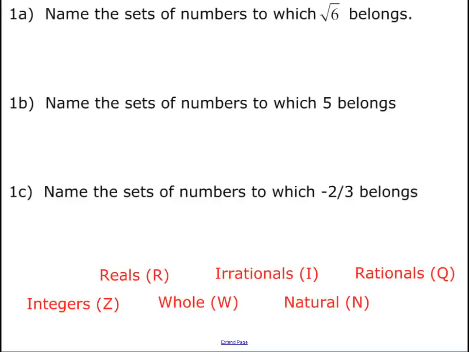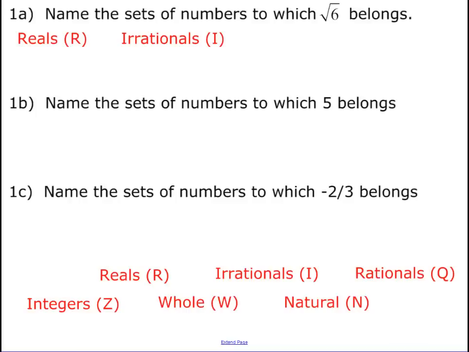Okay, name the sets of numbers to which root 6 belongs. Well, root 6, we can't simplify it. And for right now, everything we have is a real number. So it's going to be part of our real number subset. Since root 6 can't be simplified, that's an irrational number. It's a number I can't write as a fraction. Now, if a number is irrational, it can't be any of these subsets of rational numbers, which are integers, whole numbers, and natural numbers.